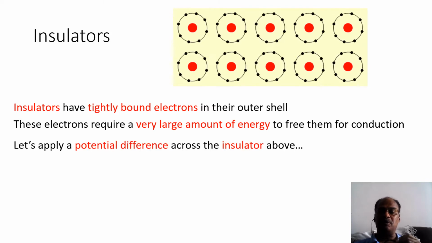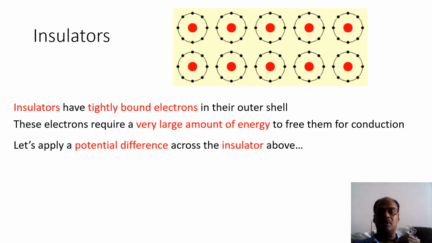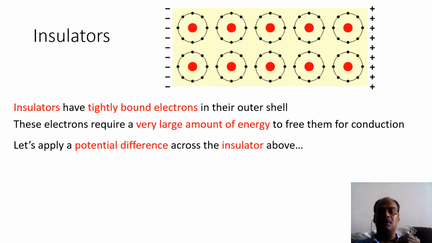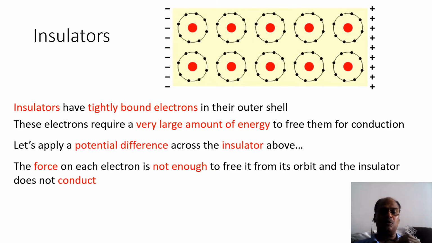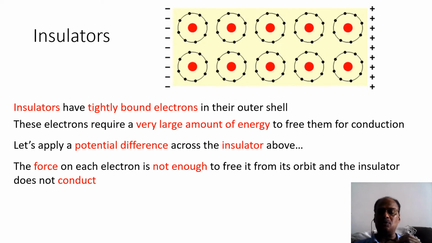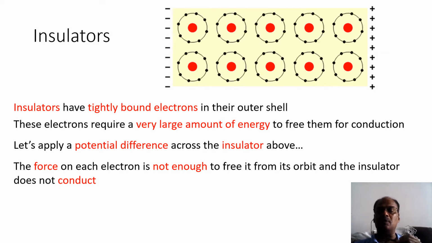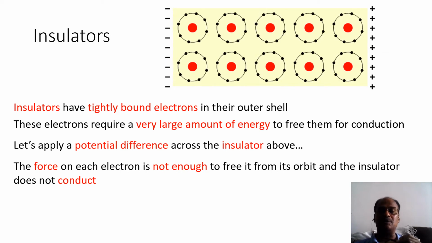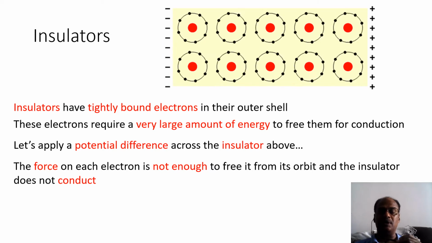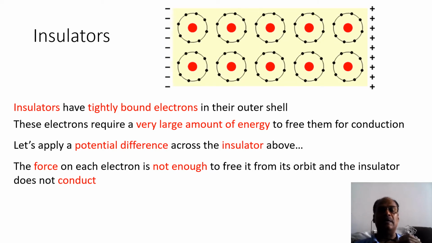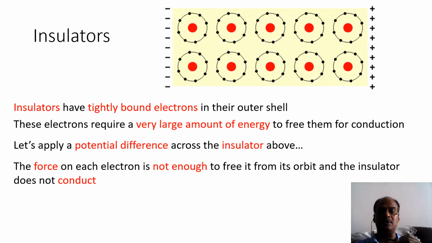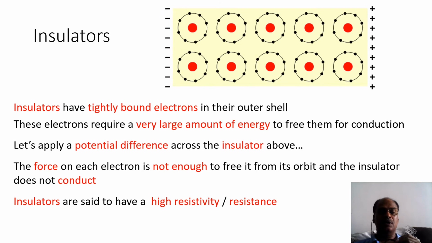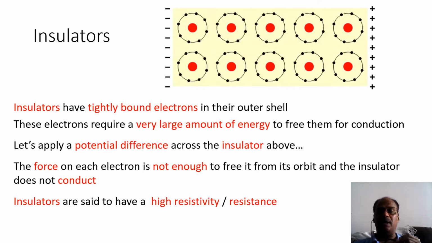Let's apply a potential difference across the insulator above. If I apply the potential difference across the insulating material like this, the force on each electron is not enough to free it from its orbit, and that's why even if I go on increasing the potential across the insulating material, there will be no chance of any conduction. And so insulators have very high resistivity. The insulators have very high resistance.